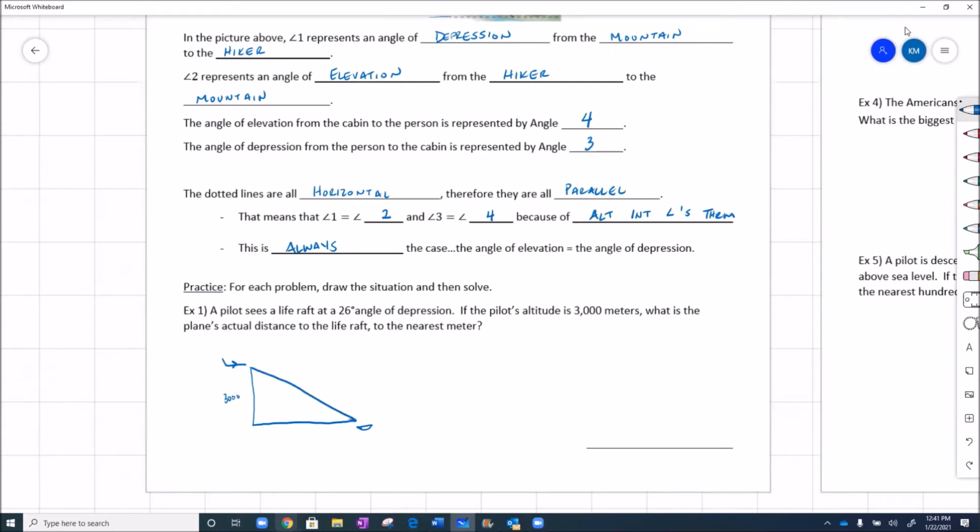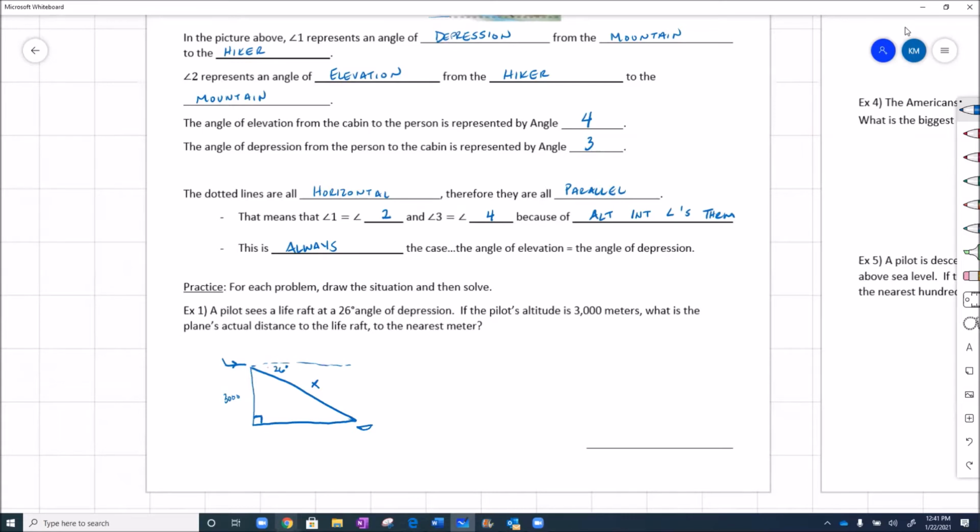It says that the angle of depression is 26 degrees. As we look here, our angle of depression is outside of our triangle, and they want us to find the actual distance. The actual distance the plane travels would be this straight line. When we talk about altitude, remember that we're talking about a perpendicular height, so that makes it a right angle, and we can use our trig functions. Here they're asking us to find x.